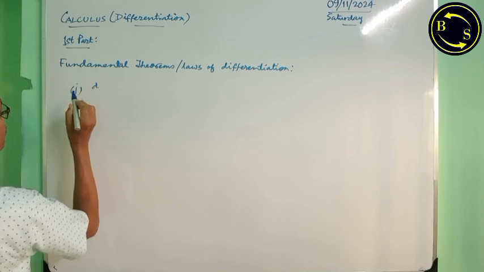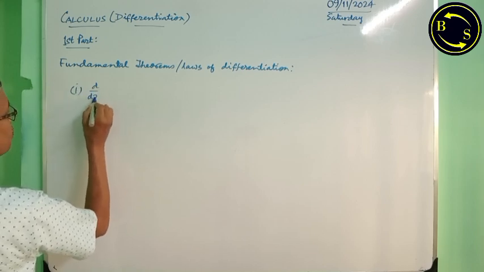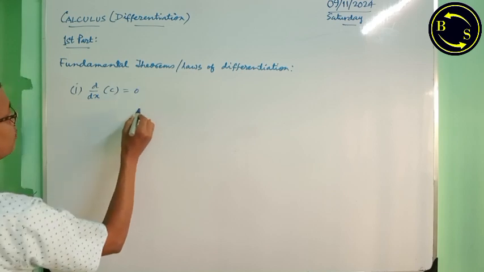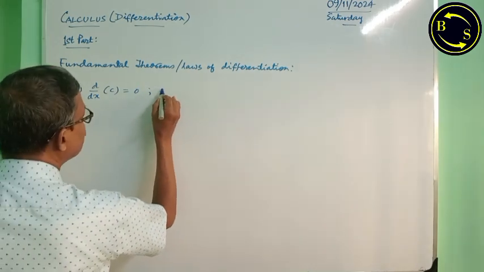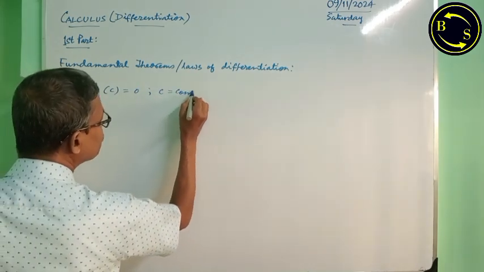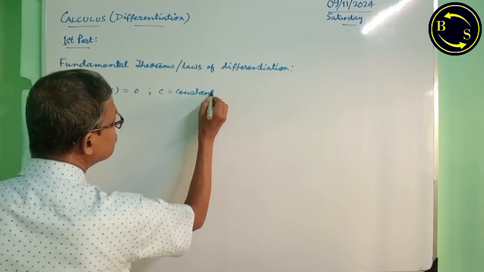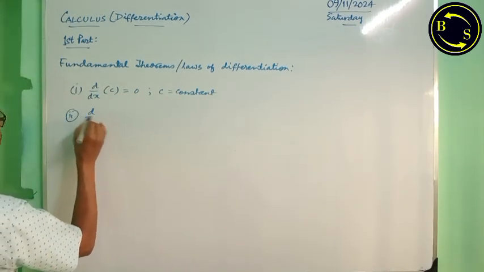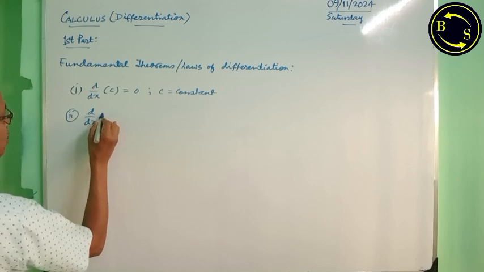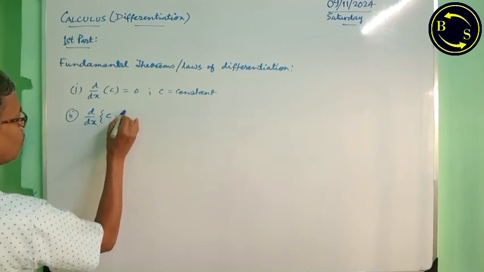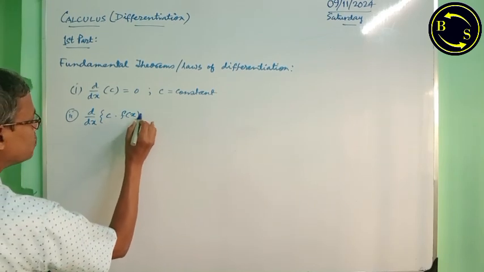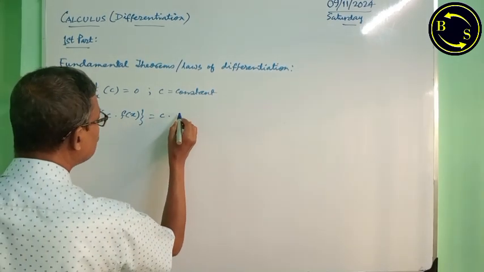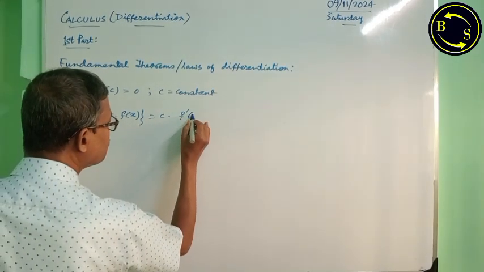The derivative d/dx of c equal to 0, c constant. Number 2, d/dx of c into f(x) is equal to c into f'(x).